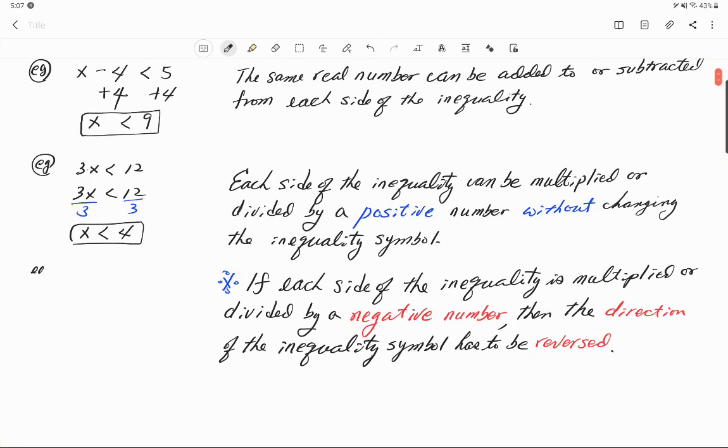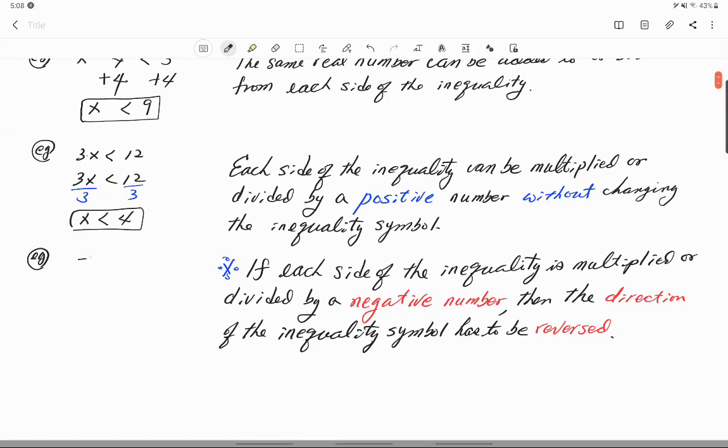But the third example is different. This is the only difference from solving an equation. When you divide each side of the inequality by a negative number, or multiply by a negative number, always change the direction of the inequality symbol. Reverse the direction of the inequality symbol.